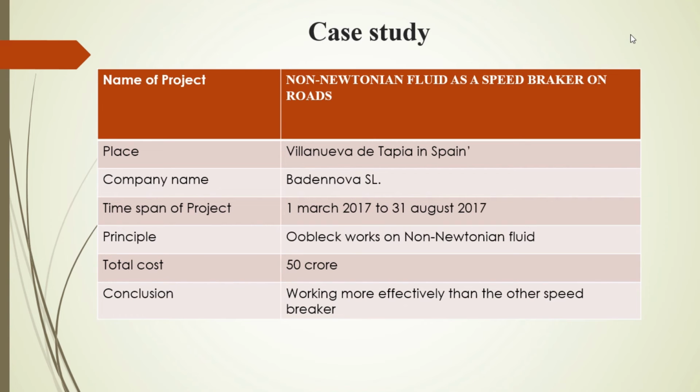Case study. There is only one case study, in Spain. Place: Villa de Tapia in Spain. Company name is Bedanova SL. Project time is 1 March to 31 August 2070. Its principle works on non-Newtonian fluid. Total cost of the non-Newtonian fluid speed breaker in Spain is 50 crore.